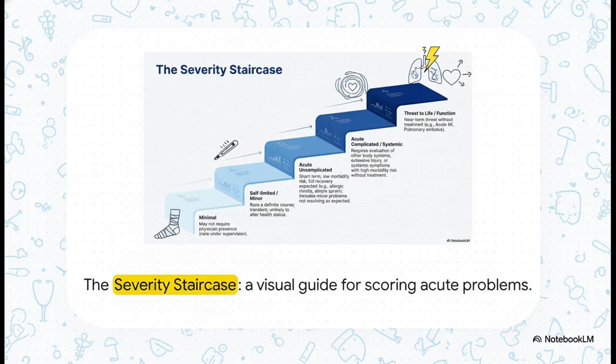So for acute problems, this is a fantastic way to think about it. The severity staircase. At the bottom, you've got minimal, self-limited stuff, right? Like a simple ankle sprain. Then you climb up a step to acute, uncomplicated problems. Then another step to acute, complicated issues, all the way to the top, where you have a direct threat to life or limb, like a pulmonary embolism. It just makes scoring so much more intuitive.